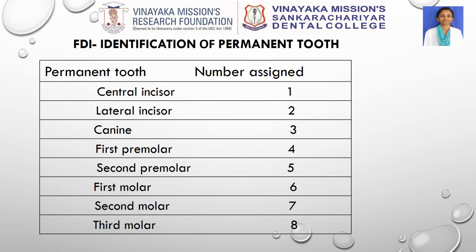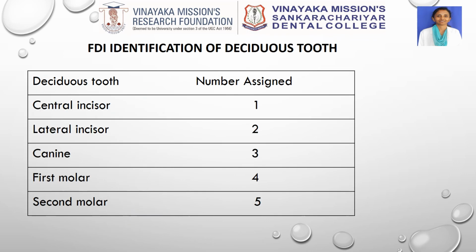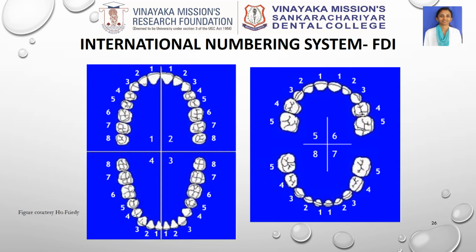And this is how the second number is decided. The central incisor will always be 1, the lateral incisor will be 2, canine will be 3, first premolar will be 4, second premolar will be 5, first molar will be 6, second molar will be 7, and third molar will be 8. And for the deciduous teeth, the central incisor will be given the number 1, lateral incisor will be given the number 2, canine will be given the number 3, and you see that there are no premolars. The first molar will be 4 and second molar will be 5.